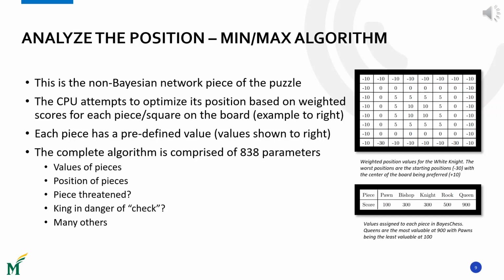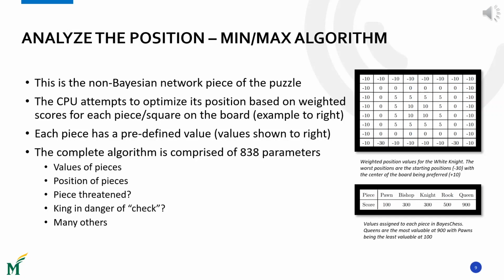In this particular case, BayesChess uses a min-max algorithm that gives a weighted score to the position of each piece on the board, and you can see an example of that here to the top right. We have a little grid that represents the chessboard under the hood of the BayesChess engine, and in this particular case we're looking at the scores given for the white knight. As you can see in the bottom row here, it gives the lowest possible score to a knight that hasn't moved from its starting position, indicating that the engine generally wants to apply regular chess principles that you want to get your pieces out and active on the board.